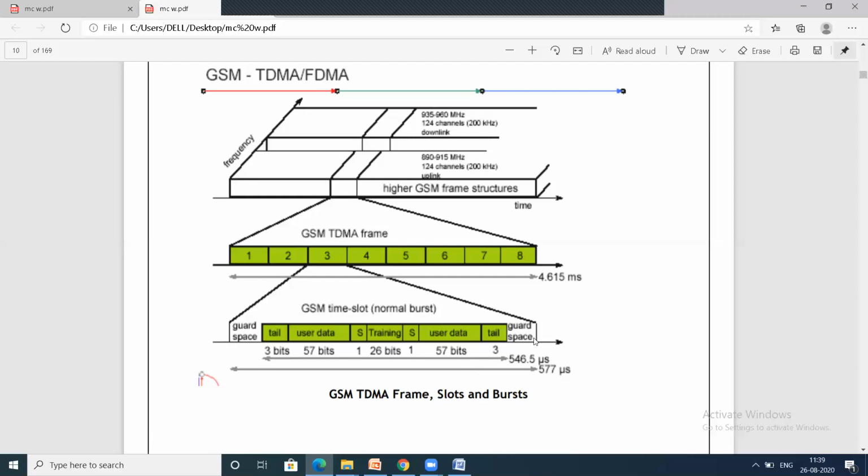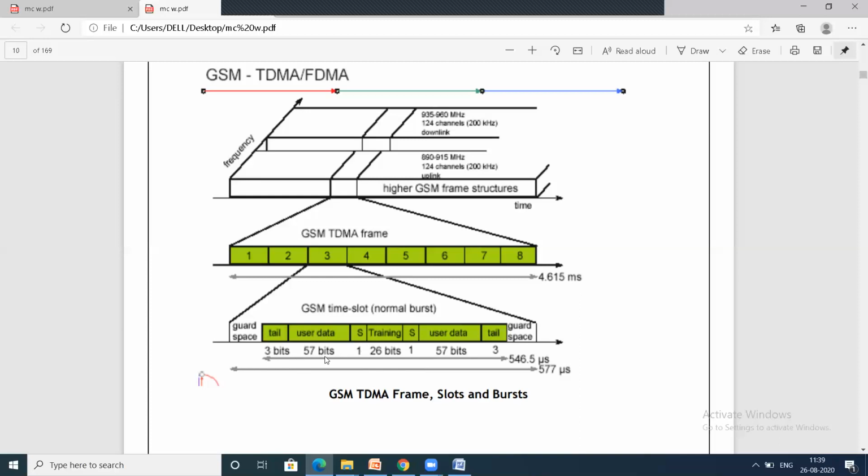The use of this guard space is that information in one time slot does not interfere with the information of another time slot. This guard space will be used and it will protect the slot. And the tail information: there is a tail at the start and a tail at the end. This will show the starting and ending, and user data, training data and the S bit. This is a GSM time slot.